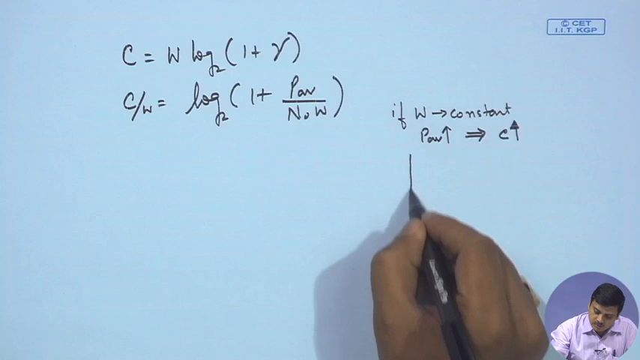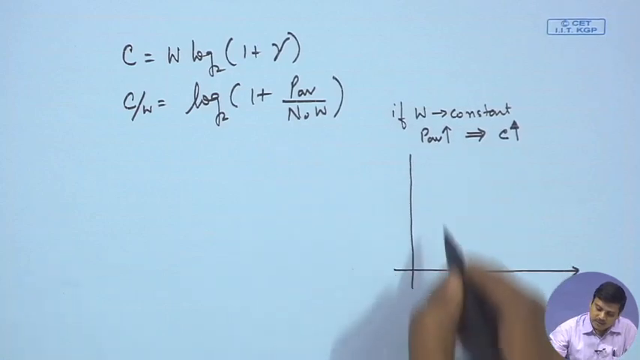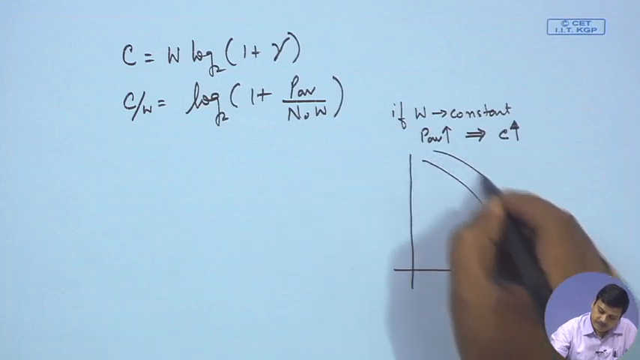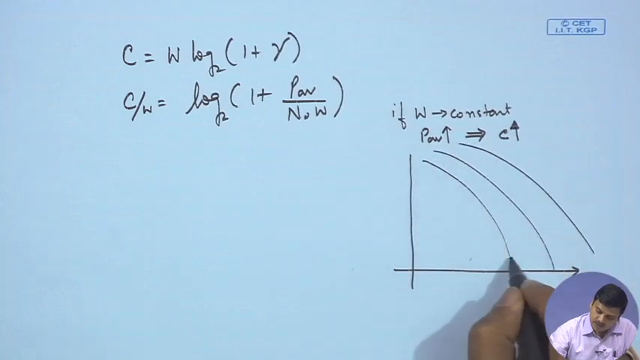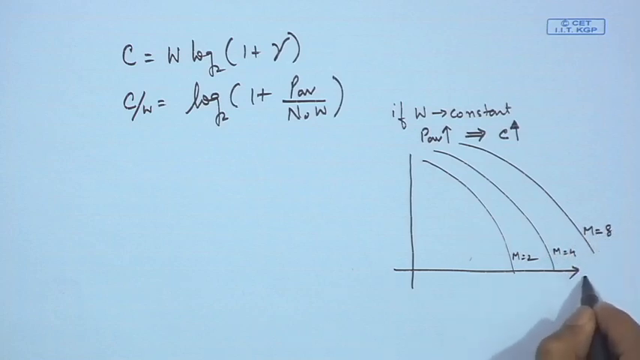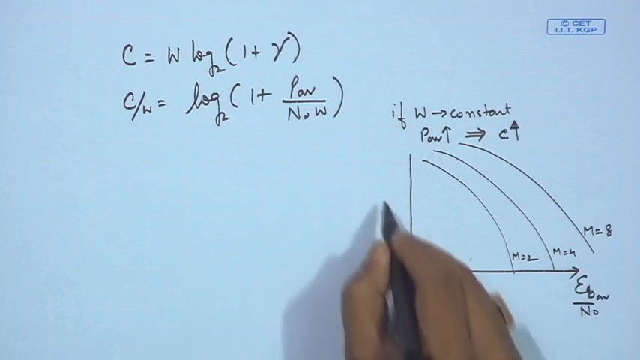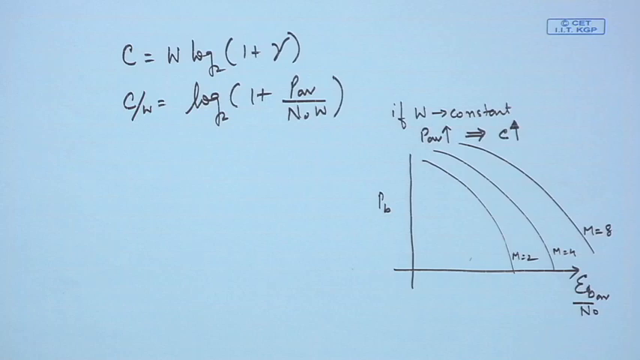You would also remember the error probability expressions for different m. As we keep increasing m, 8 and so on and so forth, is the probability of error.